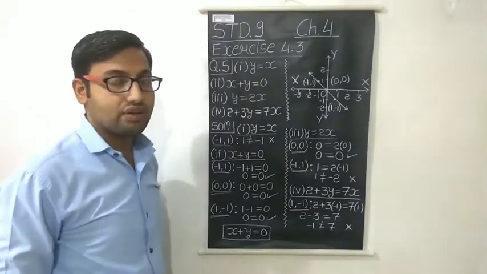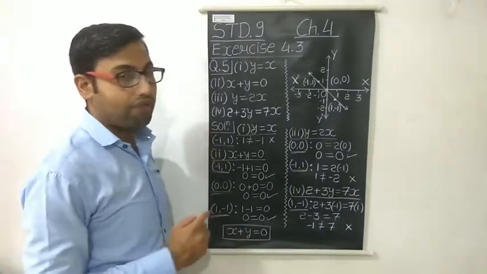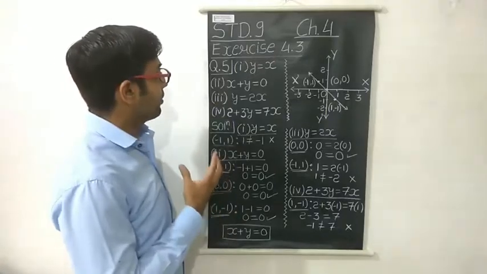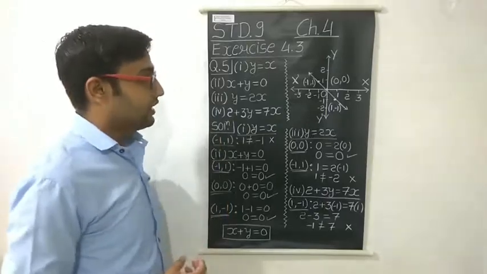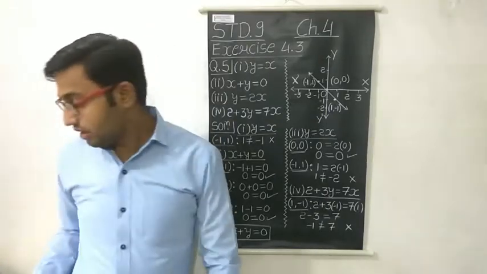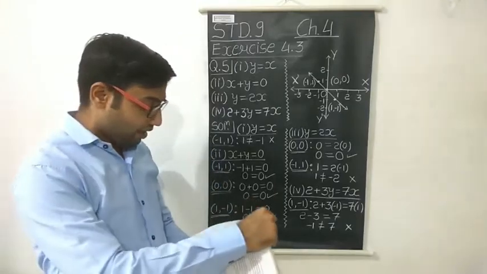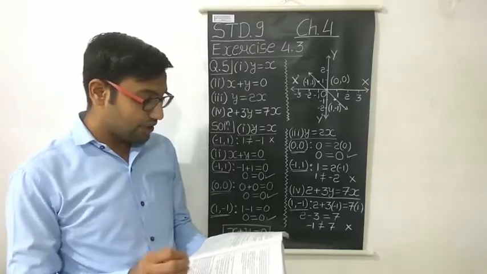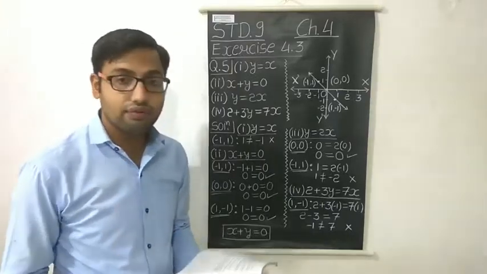Hello students, today we will study question number 5 of exercise 4.3. This is a question from the standard 9 chapter number 4, linear equations in two variables. So what is the question? The question is: from the choices given below, choose the equation whose graph is given in the figure.